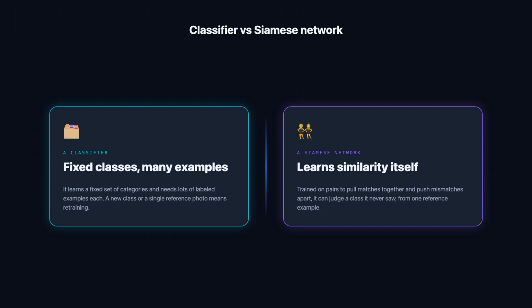Trained on pairs with a contrastive loss, it pulls matching pairs together in the embedding space and pushes mismatched ones apart. Because it learned a general notion of closeness rather than a fixed list of categories, it can judge a class it never trained on from just a single reference example.